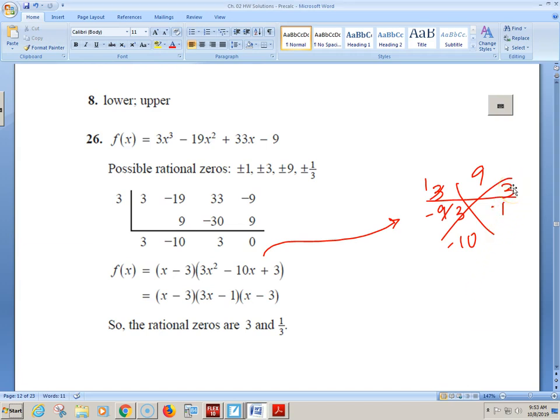Oh, did you plug them all in and figure out all 3 of these are zeros? That works, but most people wouldn't like plugging 1/3 into that.